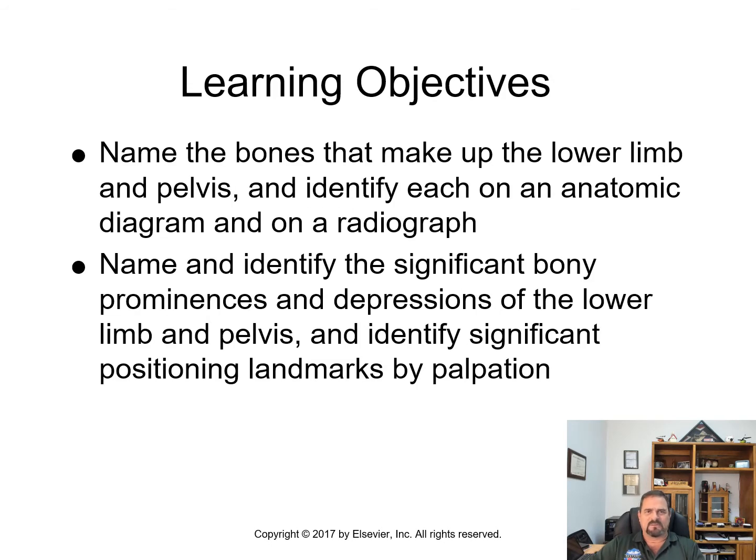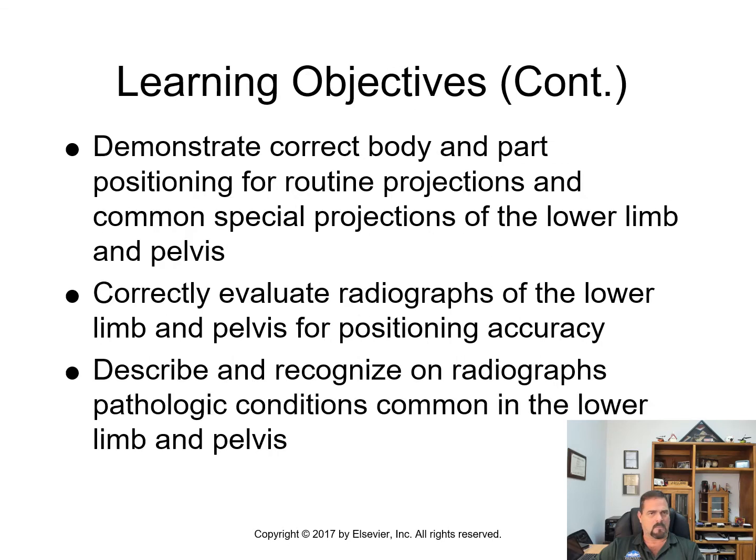Right, so in the learning objectives for this particular chapter, we're going to name and talk about the bones that make up the lower limb and pelvis, also identify each on an anatomic diagram, also identify significant bony prominences and depressions of the lower limb and pelvis to identify significant positioning landmarks by palpation. Also demonstrate correct body and part positioning for routine projections and common special projections of the lower limb and pelvis. We're also going to correctly evaluate radiographs of the lower limb and pelvis for position accuracy and describe and recognize on radiographs pathological conditions common in the lower limb and pelvis.